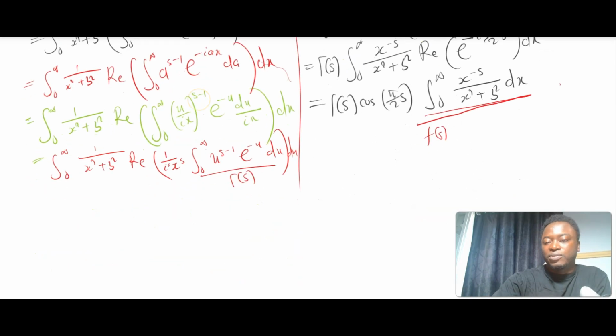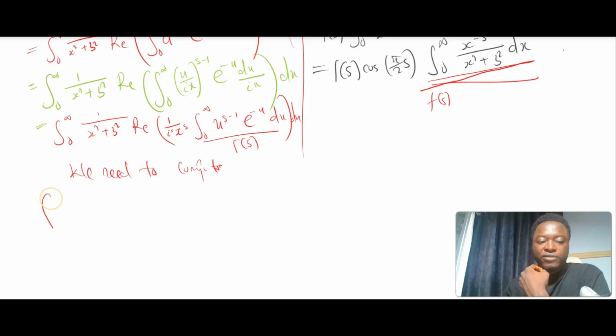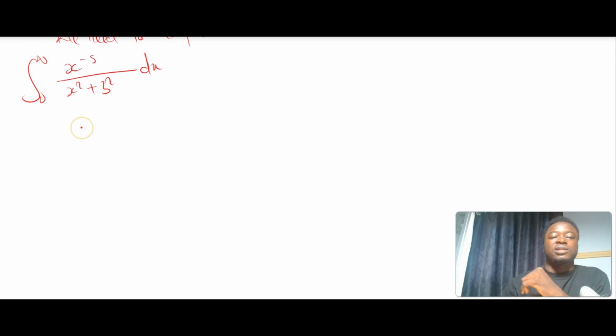So let's proceed. Now we need to evaluate these definite integrals. We need to compute the integral from 0 to infinity of x to the negative s divided by x squared plus b squared dx. So how do we do that? Well, it's not too hard to do. We just need to be careful here.